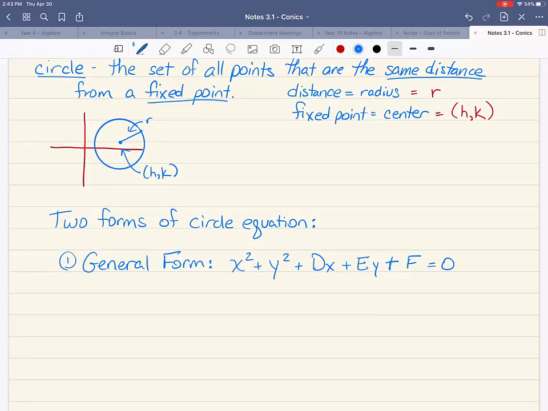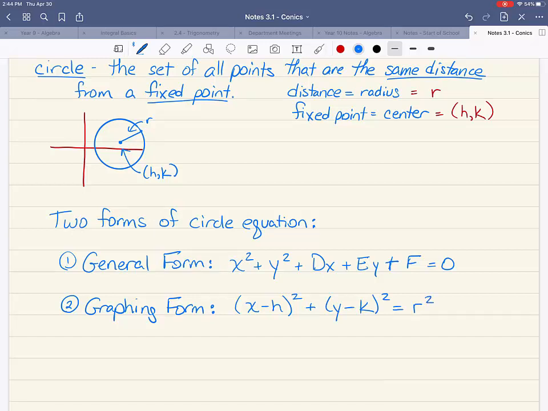Now, if you needed to know the center or radius from that form, it's kind of difficult to find. So what we have to do is take something in general form and change it to graphing form, which uses different letters and looks slightly different. The graphing form is x minus h, the quantity squared, plus y minus k, the quantity squared, equals r squared. And once again, the center here is h and k.